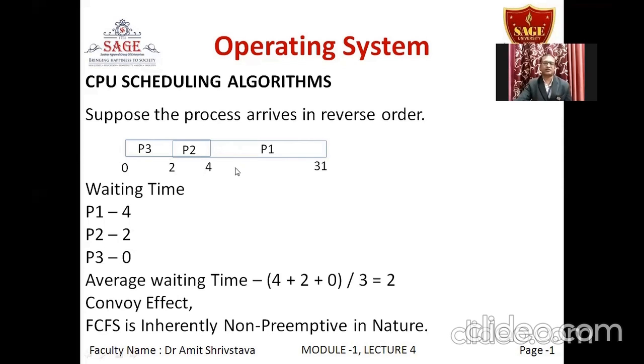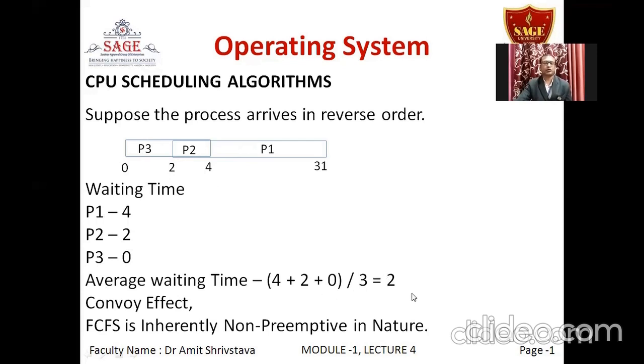Now let us again calculate the waiting time. P1 got the CPU after 4 unit time intervals, so its waiting time is 4. P2 got the CPU after 2 unit time intervals, so its waiting time is 2. And P3 got the CPU at time 0, so its waiting time is 0. Again, we will calculate the average waiting time.